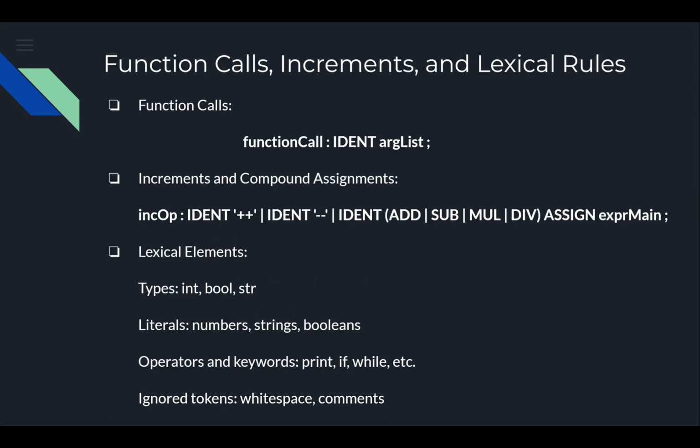In Simlang, a function call is as simple as a function name followed by arguments in parentheses. Increment operations are also supported, with both post-fix style like x++ and compound statements like x += 2.